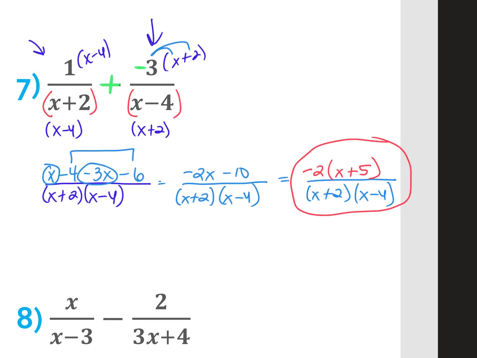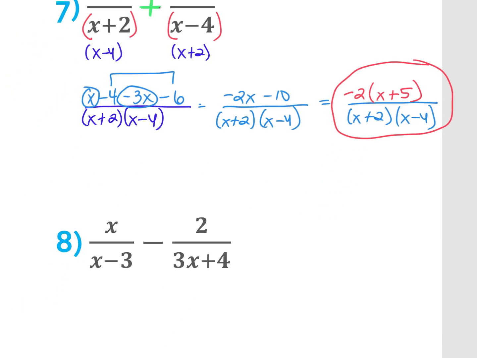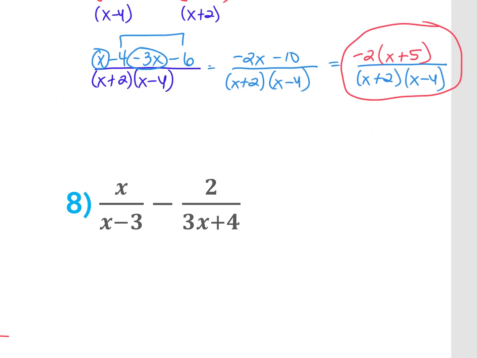All right, let's look at number 8. Bunch of things to look at. First of all, is there anything to factor in the denominators? Can you simplify the denominators anymore? No. So I'm just going to go ahead and put them both in parentheses. And what do you notice about that sign in the middle? It's a minus. I'm going to go ahead and change it to a plus sign and then stick that negative right there, just so I don't forget that that's a negative 2.